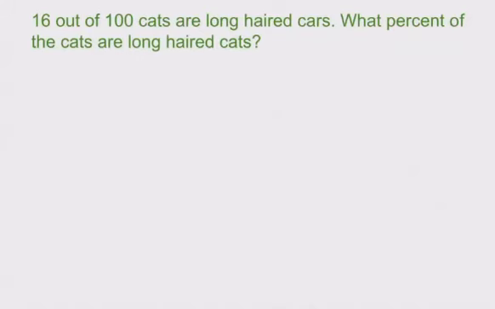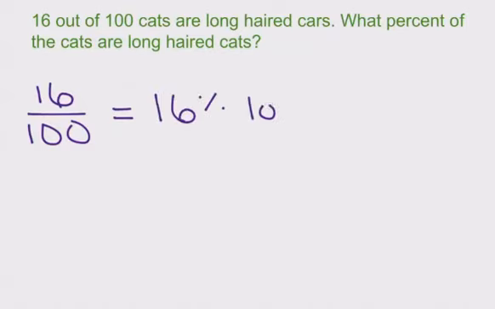Let's try to write this example as a percent. It says 16 out of 100 cats are long-haired cats. What percent of the cats are long-haired cats? So we can write it as a fraction, 16 over 100. And since percents are always out of 100, this means that 16% of the cats are long-haired cats.